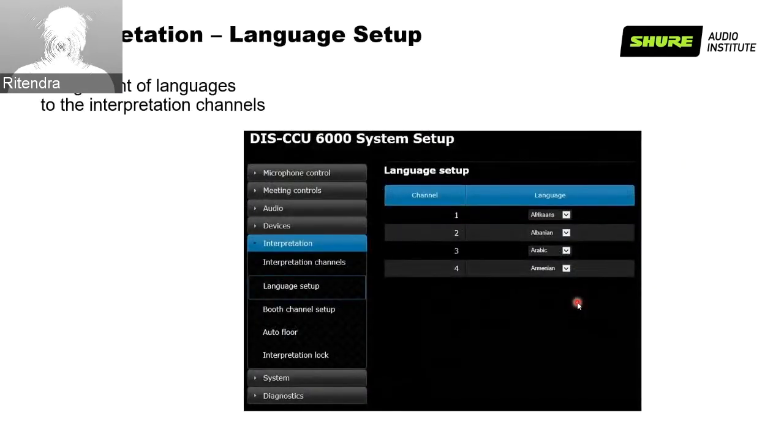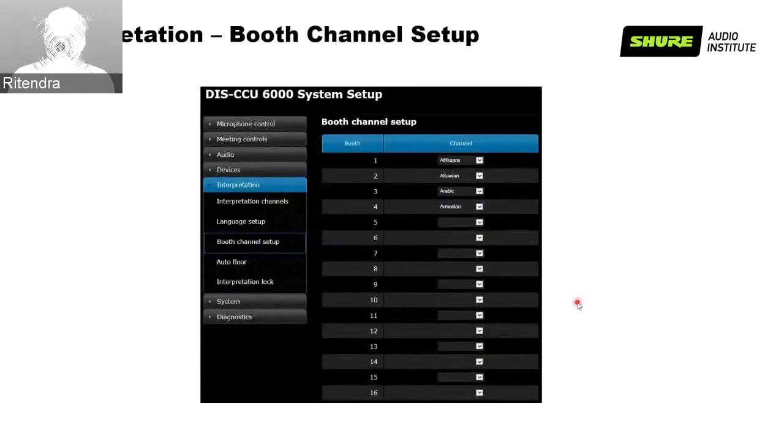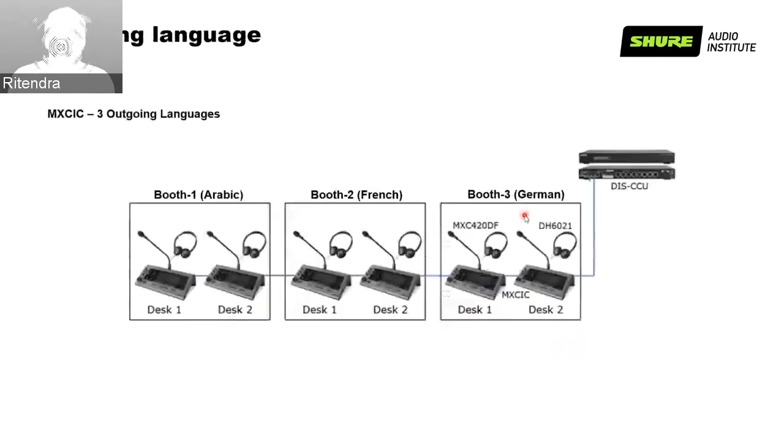Now let's talk about how to configure the interpretation. Here you have language setup. You can set what language you want to have with different booths. You can define the booths as well in the system. So suppose you want booth 1 for Afrikaans, 2 for Albanian, 3 for Arabic and Armenian, you can select and configure. Yeah. Now let's talk about the next topic, that is outgoing language.